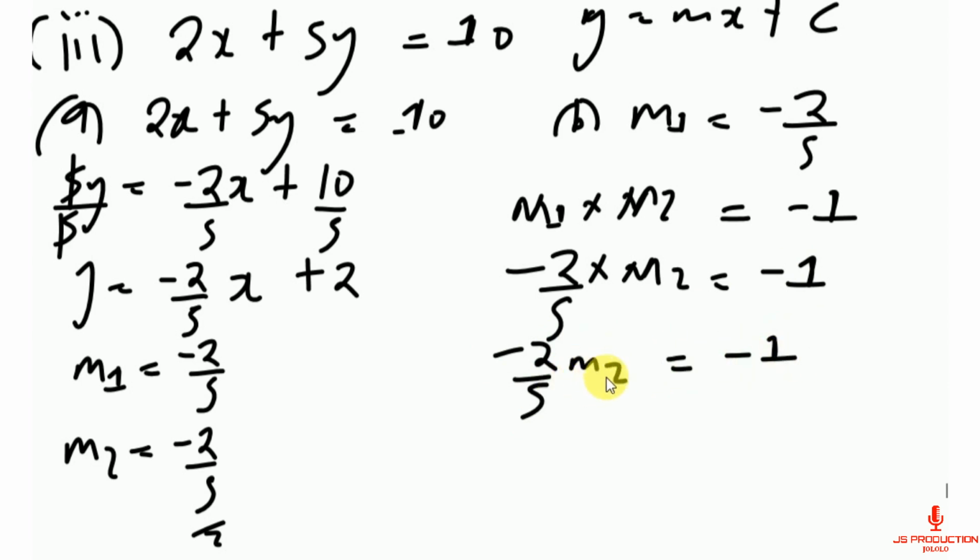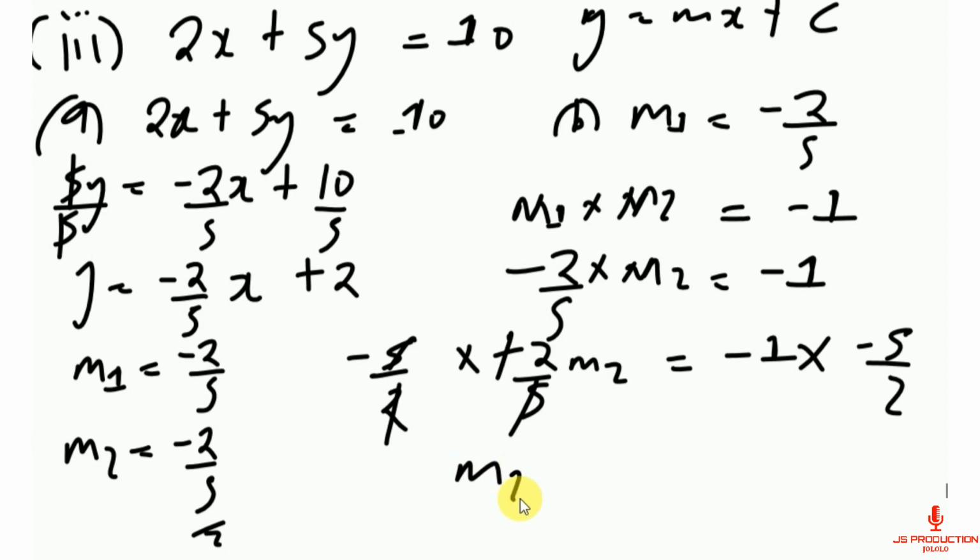And to find m2 there, we're going to multiply by the reciprocal of that. We're going to have 5, the opposite of that, negative 5 over 2, and this side we're going to have negative 5 over 2. You can cancel out there, so our m2 will be equal to negative 1 multiplied by negative 5, that's going to be 5, then 1 multiplied by 2, we're going to have 2. So the gradient of a perpendicular line is going to be 5 over 2.